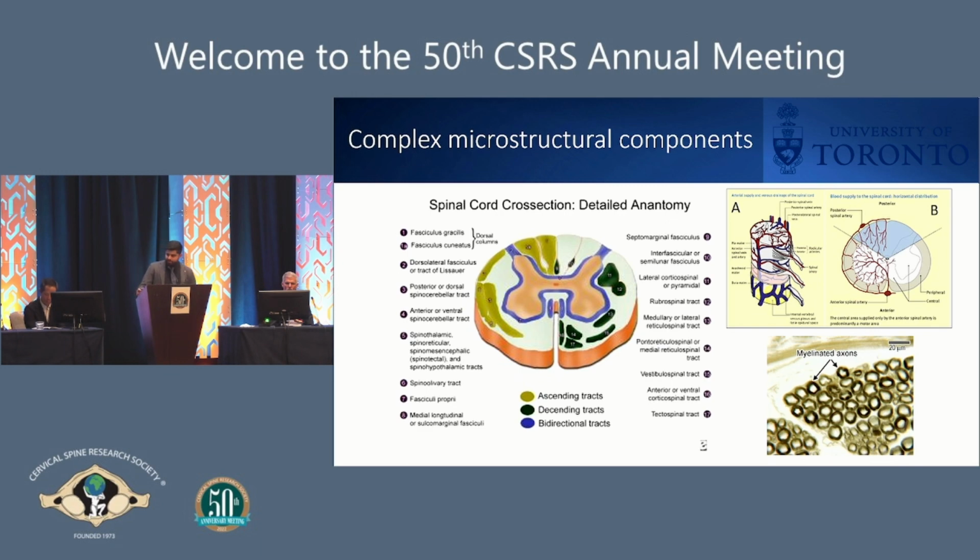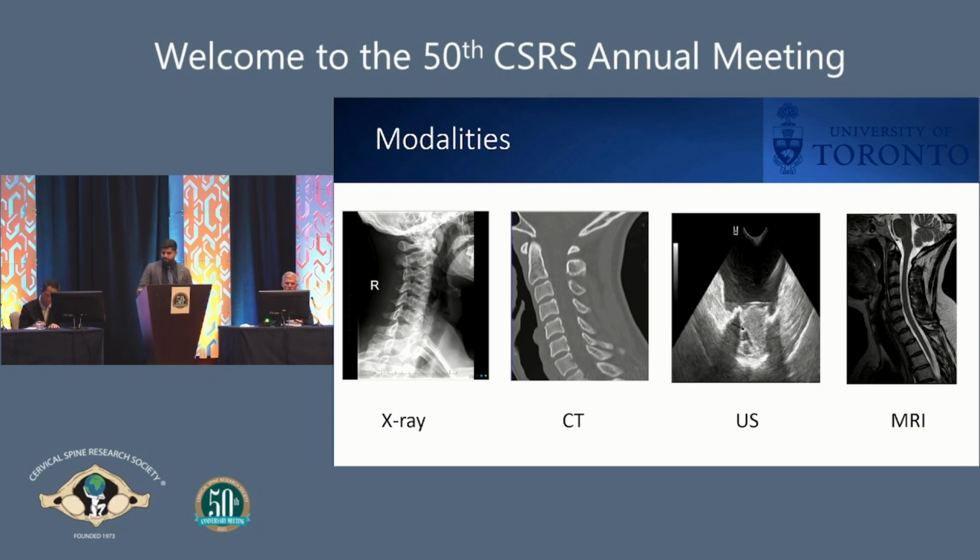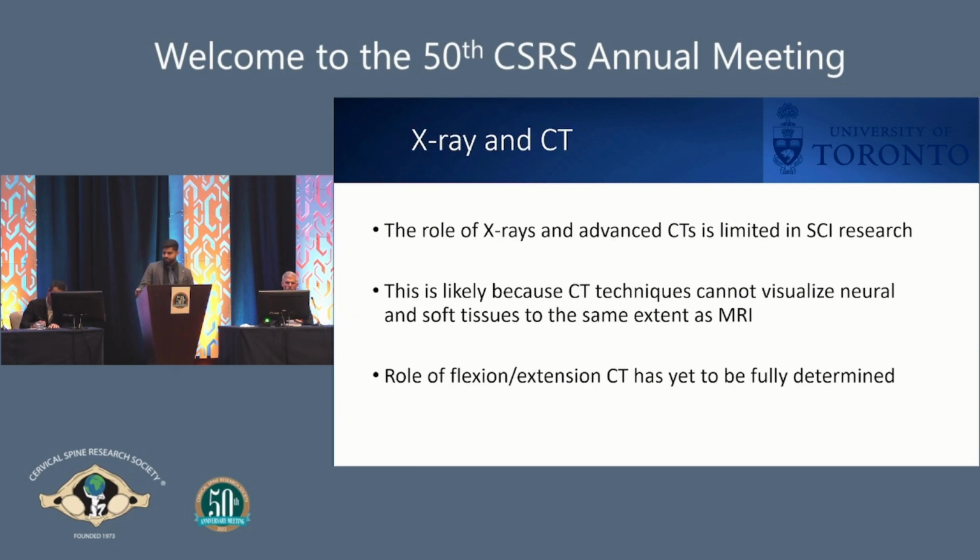Current conventional imaging modalities are not granular enough to outline the complex microstructural anatomy of the spinal cord. So I will be going through each of the key modalities and highlighting some of the emerging advances that allow us to identify some of the granular structures. To start off, the role of radiographs is limited in spine imaging research. This is mainly due to the fact that X-rays and CTs cannot visualize neural and soft tissues to the same extent as other approaches.